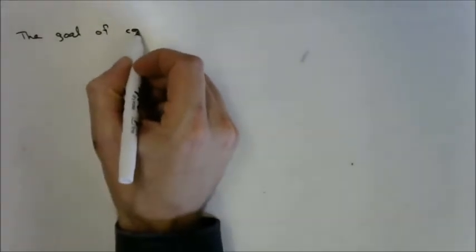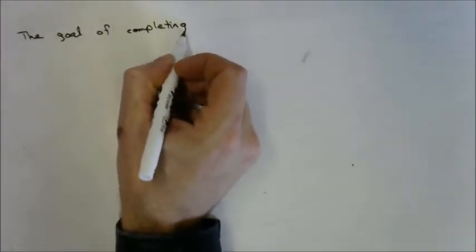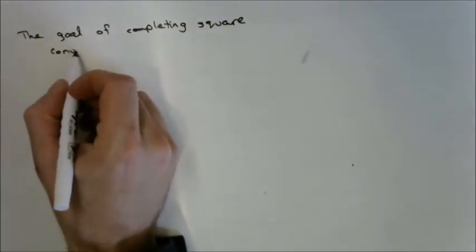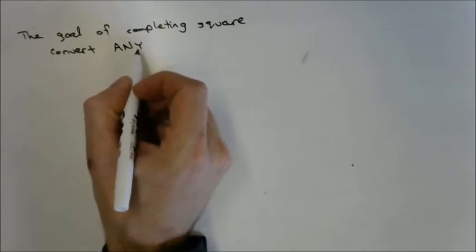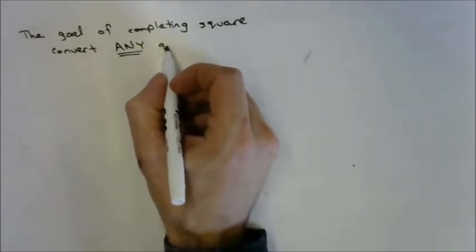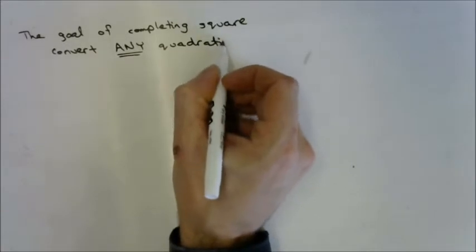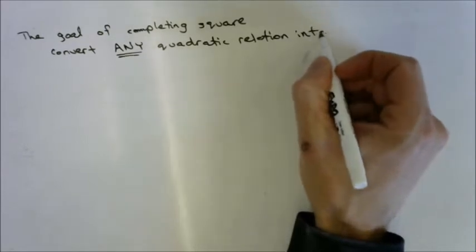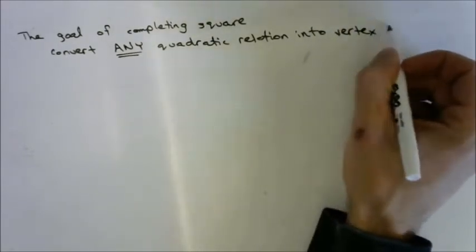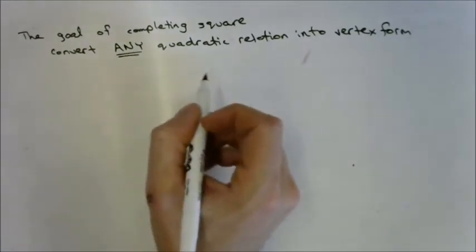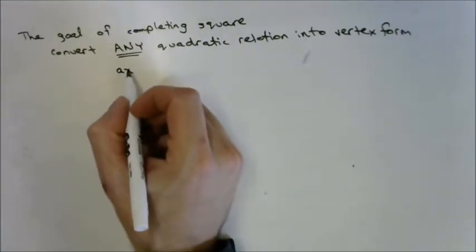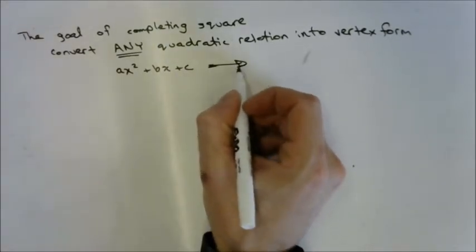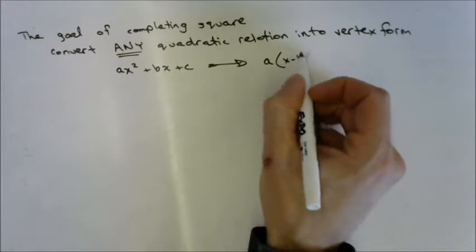The goal of completing the square is to take any quadratic relation and convert it into what form? We're not allowed to tell. Into vertex form. Okay? Any quadratic relation can be converted into vertex form. Maybe your quadratic equation looks something like this, I don't know, and you want to make it look like this.